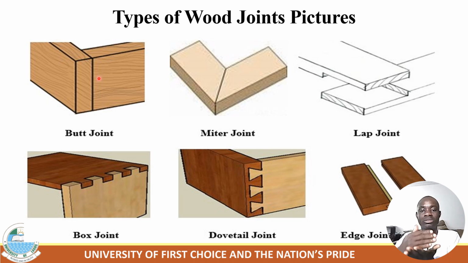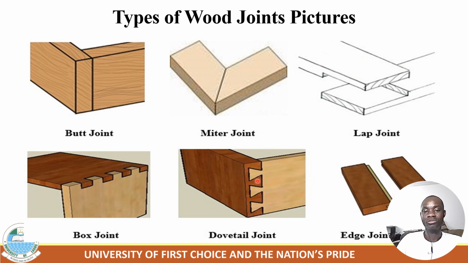That's the butt joint. Mitre joints are joined together at a 45 degree angle. So two pieces will be cut at an angle of 45 and placed together to form a perfect right angle. And this one is a lap joint, when two pieces of wood are placed over each other or joined together over each other. That's a lap joint. And this one is a box joint.